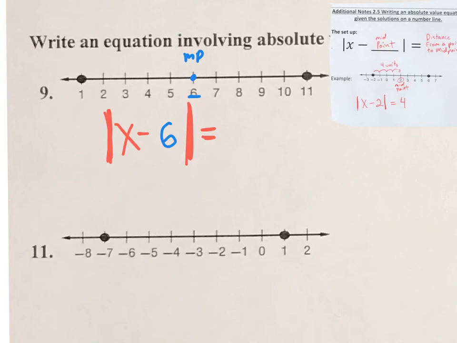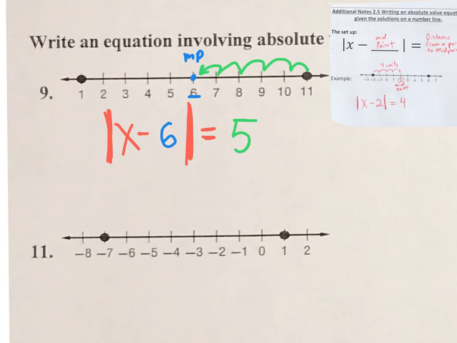So there's my midpoint. Now, the number that goes out here on our notes from yesterday, it says the distance from a point to the midpoint. So let's go to this point right here. How far is it from the midpoint? It's 1, 2, 3, 4, 5. So this outside value is going to be 5. Because it's 1, 2, 3, 4, 5 units away. And that's your equation. That's it.